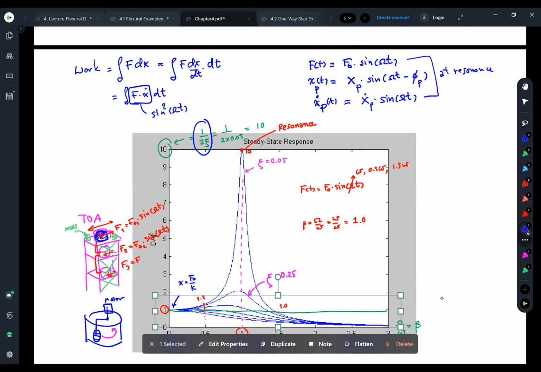Some portion of the time, the energy will be input to the system, but some other period of time, maybe your energy will be extracted out from the system. So we cannot expect that the vibration will be very large, because you don't always input the energy into the system, as in the case of sine square. So the sine square is the case of resonance.